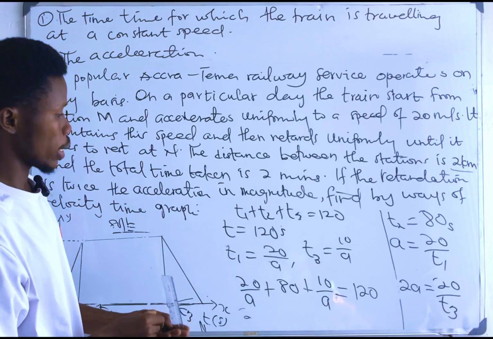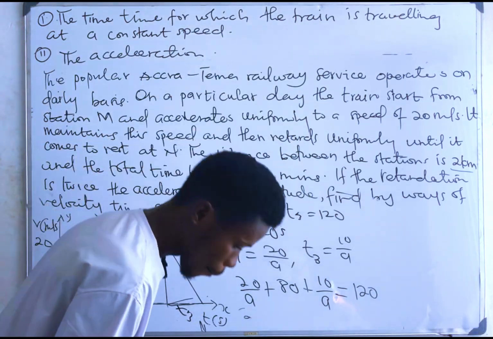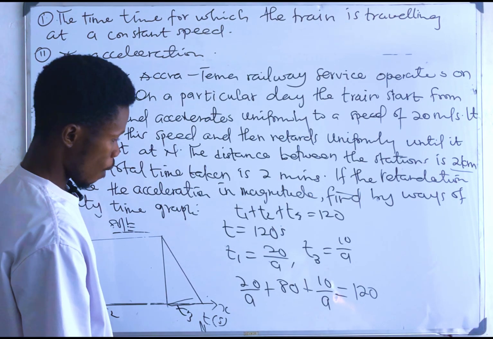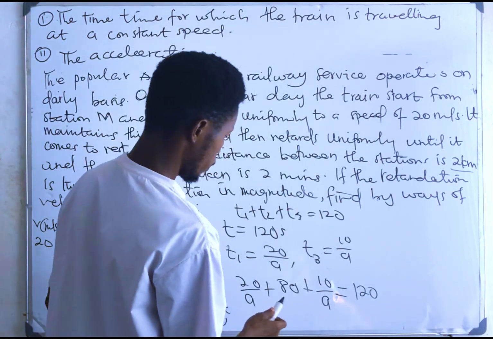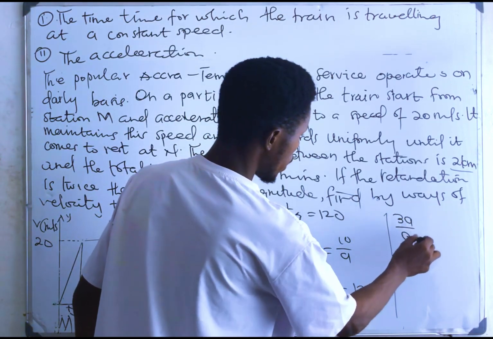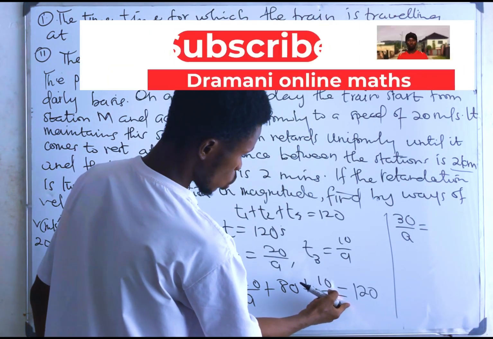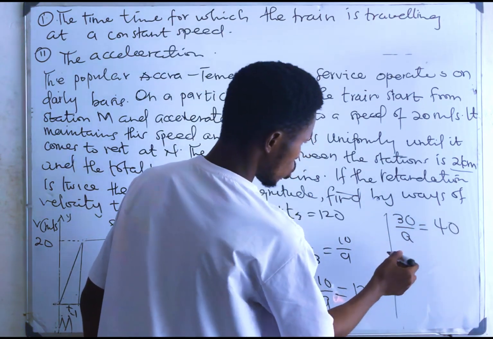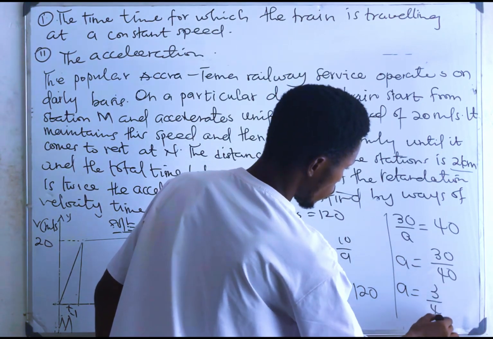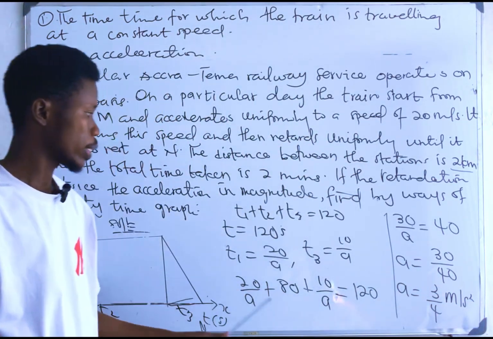So in this case, we have to work out A. You can pause the video and work out A. Now if you work it out, let's bring this 80 here. Since the denominators are the same, I can add these to get 30 over A, equal to 120 minus 80, which is 40, right? So our A will be 30 over 40. So A will be equal to 3 over 4 meters per second squared. So that becomes our acceleration. You should take note of that.